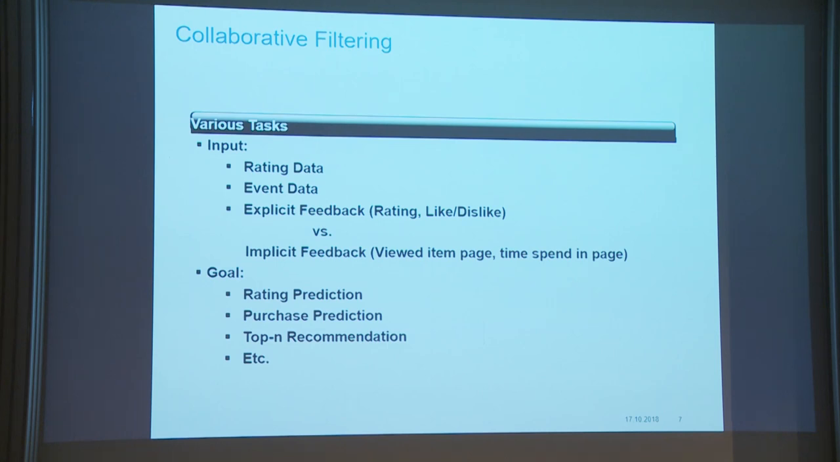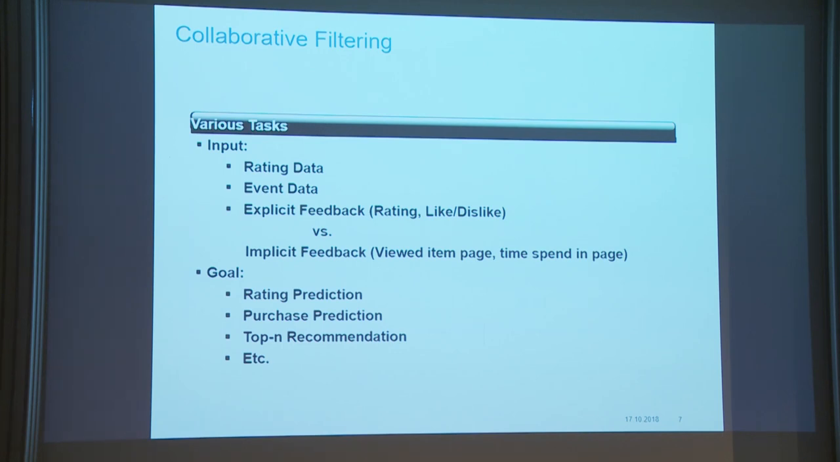And of course, in order to define the collaborative filtering task, we can also look at the goals of our system. One of them can be rating prediction, like in the case of the Netflix prize, but there are other kinds of goals that can be used, for instance, purchase prediction or top-N recommendation and many others.